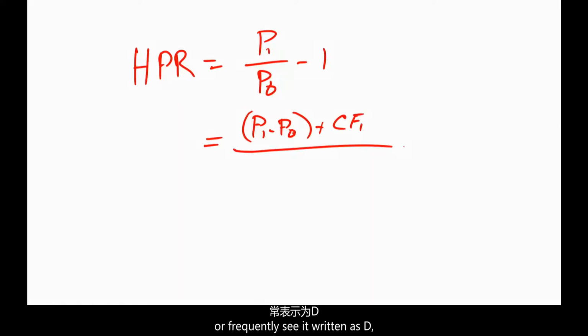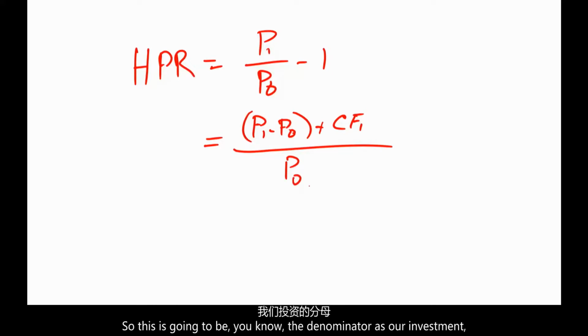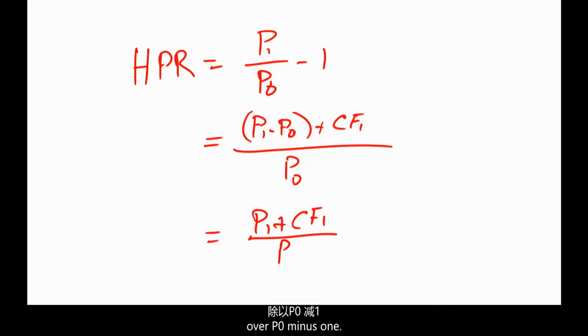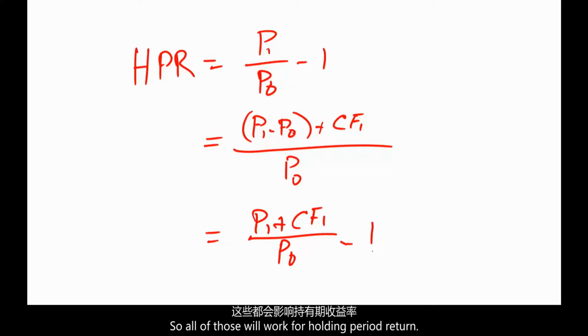You'll frequently see it written as D divided by P0. So the denominator is our investment. Then we have, what did we get in terms of capital gains? Remember, those could be negative. And any cash flows that we received, I suppose those could be negative as well. And you'll also see it written as P1 plus the cash flow over P0 minus 1.